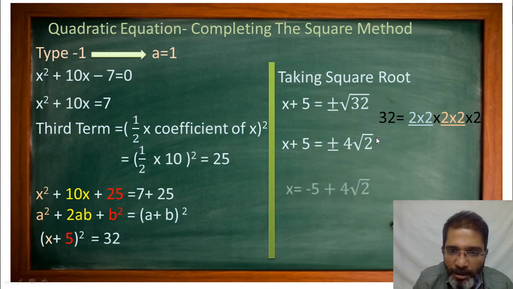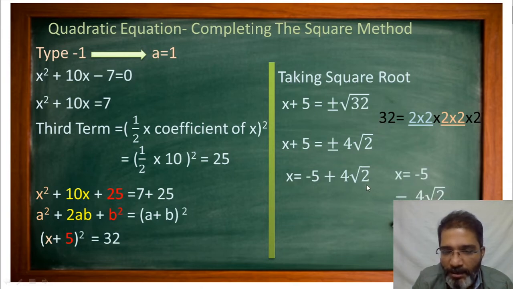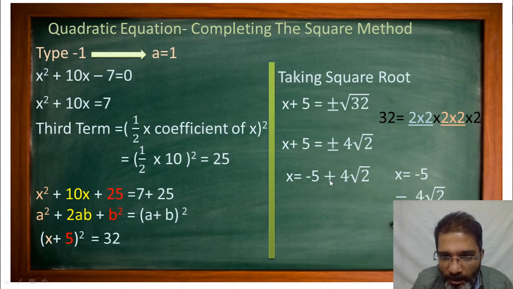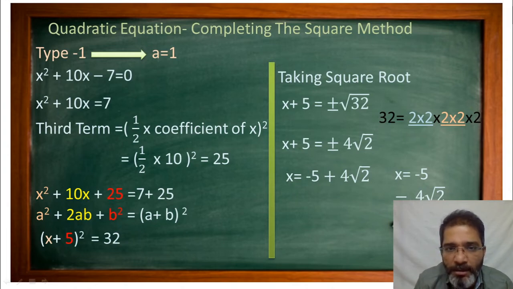The next step is we are shifting plus 5 on this side, so we get minus 5, and these are the final answers. x equals minus 5 plus 4 root 2, or x equals minus 5 minus 4 root 2. Okay, so here it is plus or minus. Once I have written plus and once I have written minus. So we have two answers, one with the plus sign and the other with a minus sign.